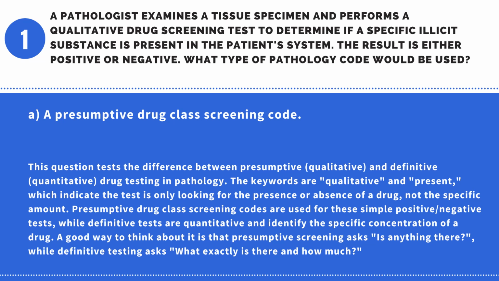Presumptive drug class screening codes are used for these simple positive/negative tests, while definitive tests are quantitative and identify the specific concentration of a drug. A good way to think about it is that presumptive screening asks, is anything there, while definitive testing asks, what exactly is there and how much?